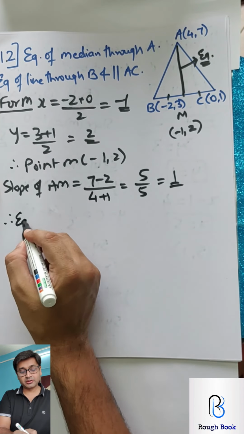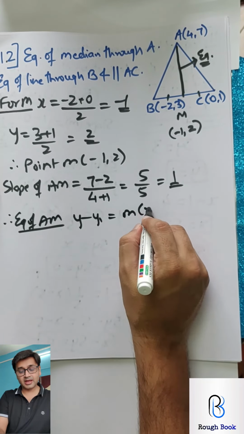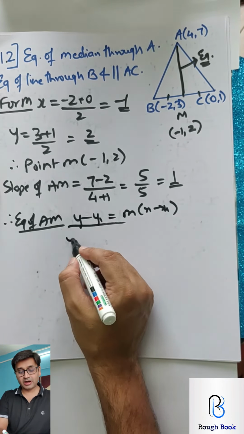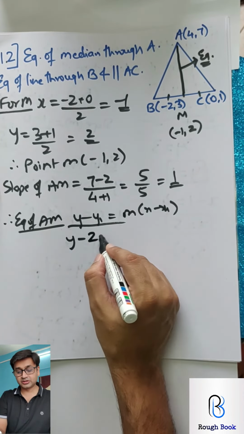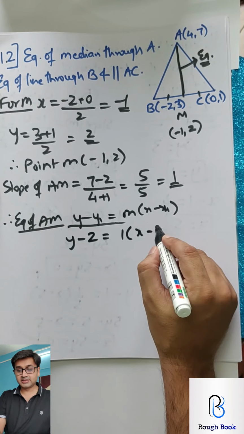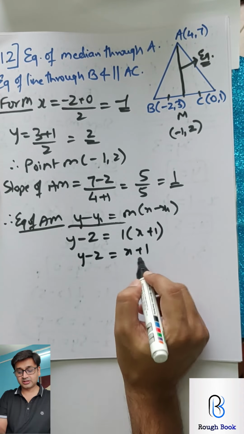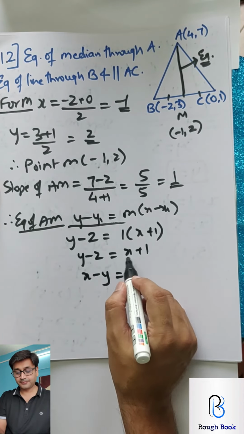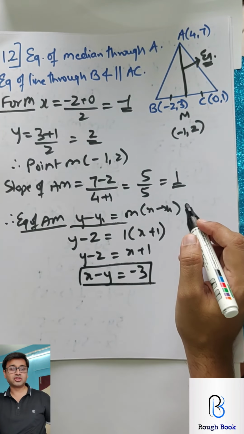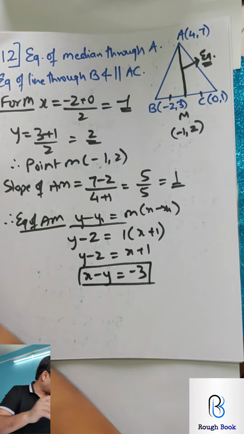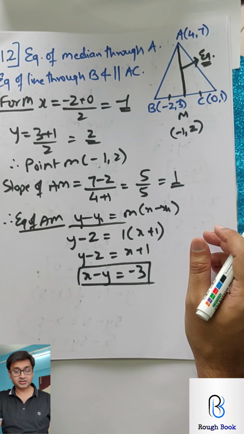Once I have the slope, now the equation of AM. That will be y minus y1 equals m times x minus x1. You can take any 1 point, so I am taking M, that is 2. Slope is 1, x minus minus 1, so plus 1. So I'll get y minus 2 equals x plus 1. So x minus y plus 3. I hope we are correct. Can I just check please? So sum number 12. The answer is x minus y plus 3. Correct. So we are right.